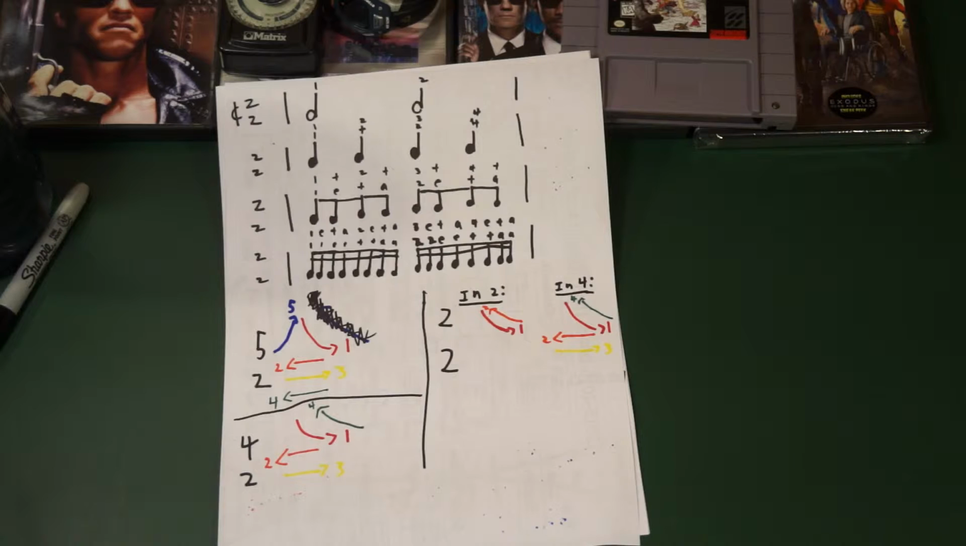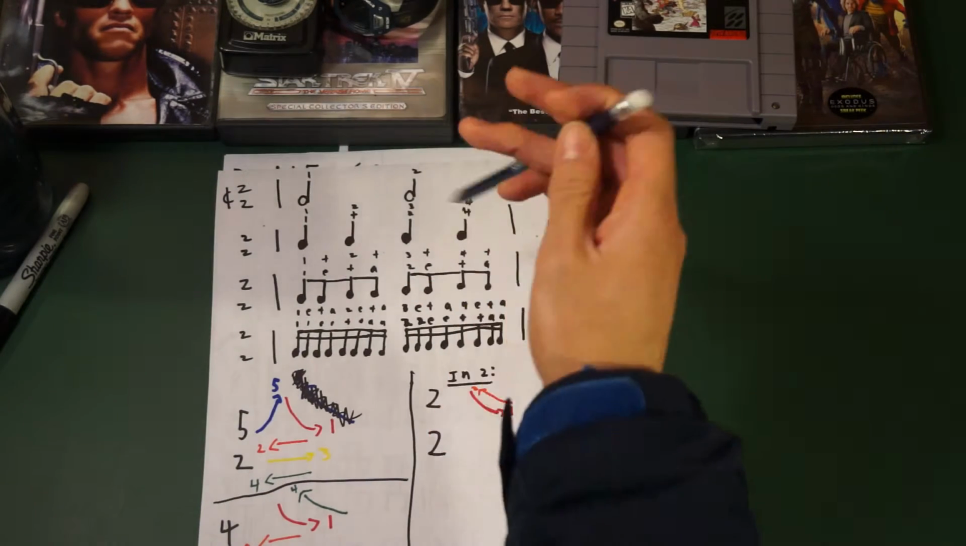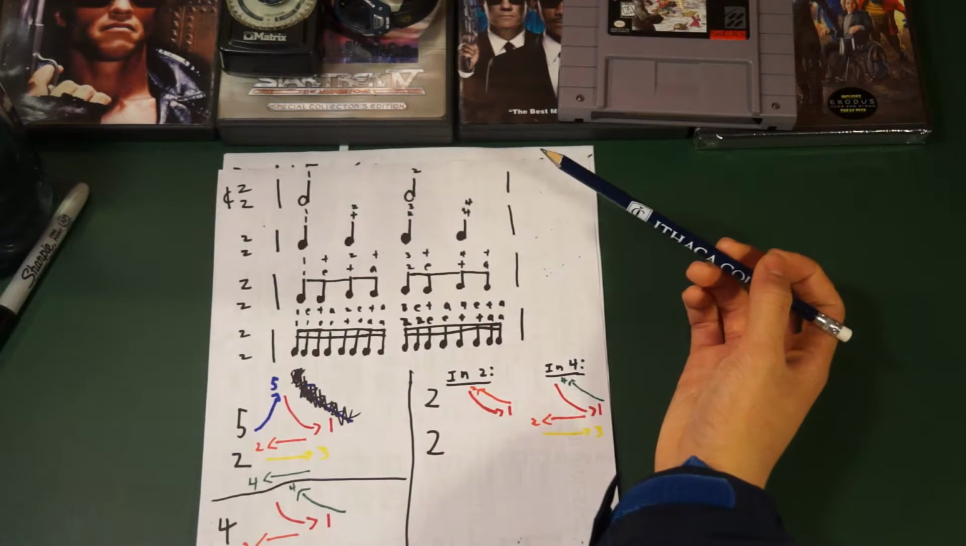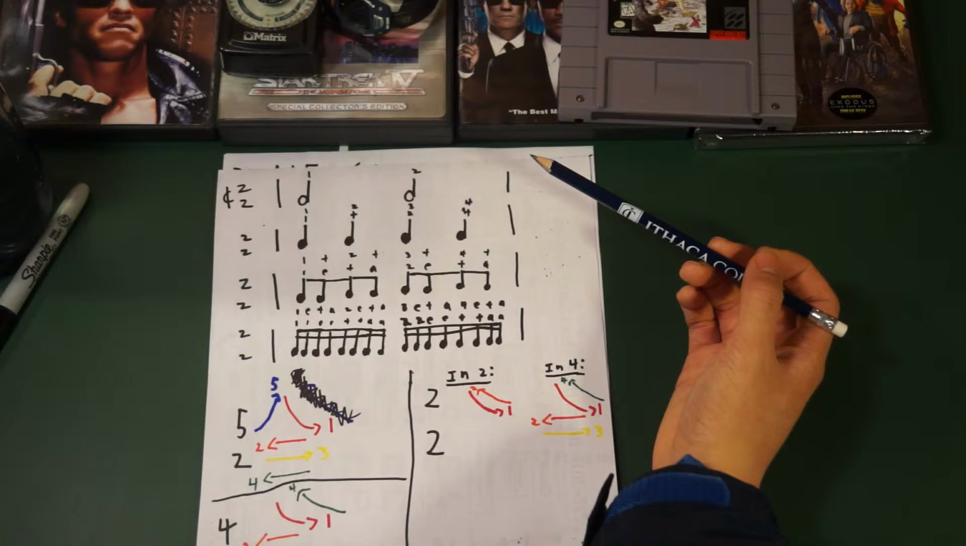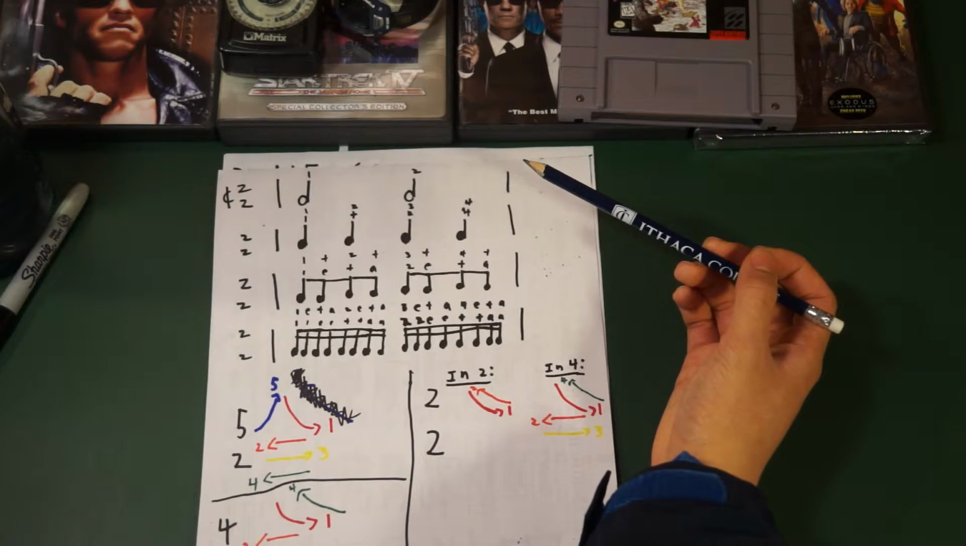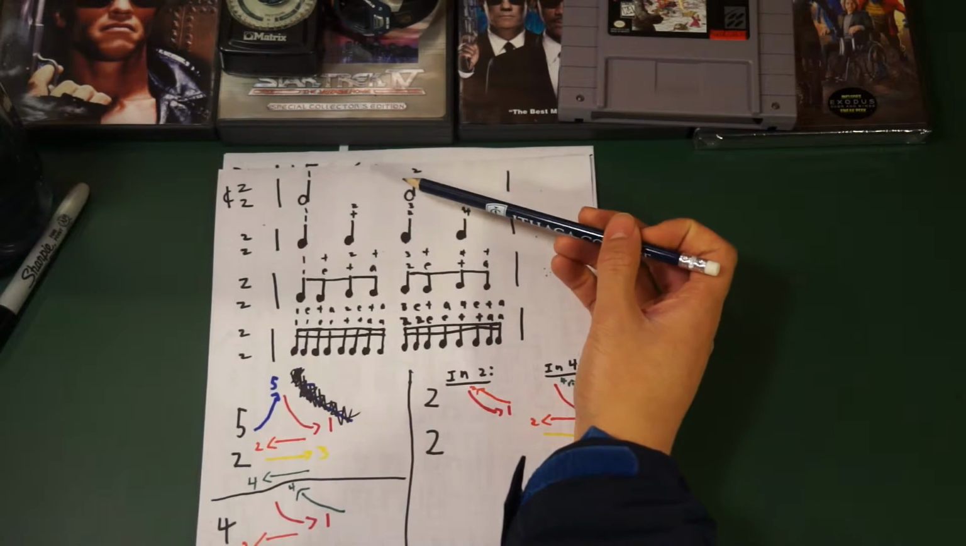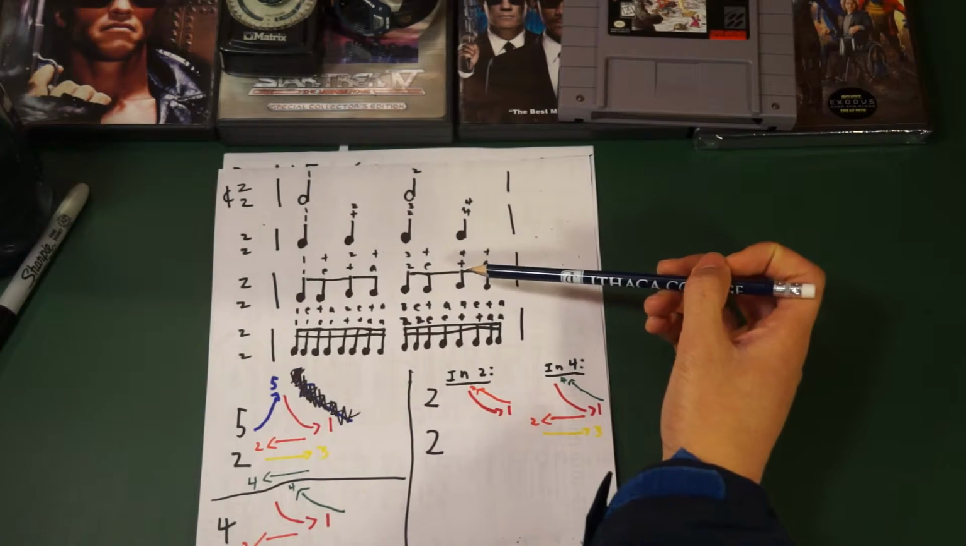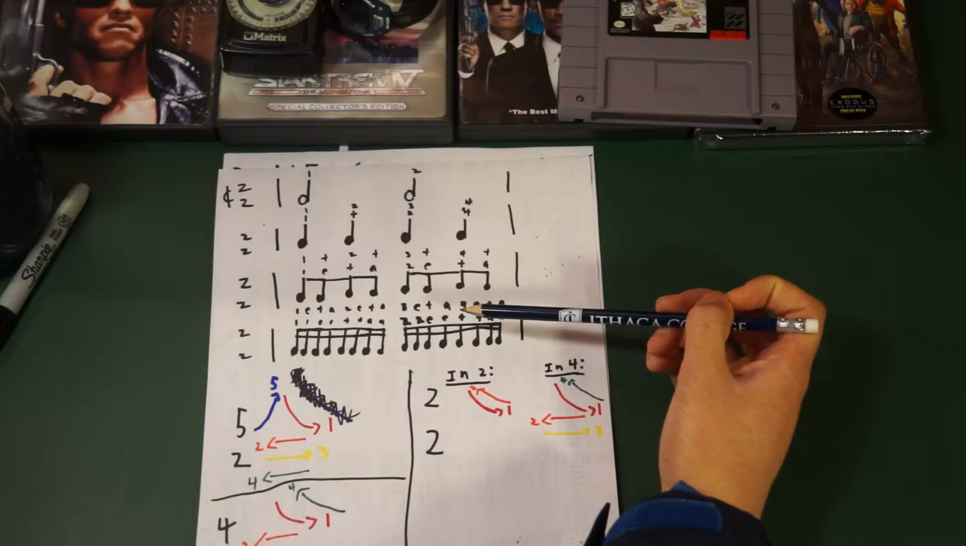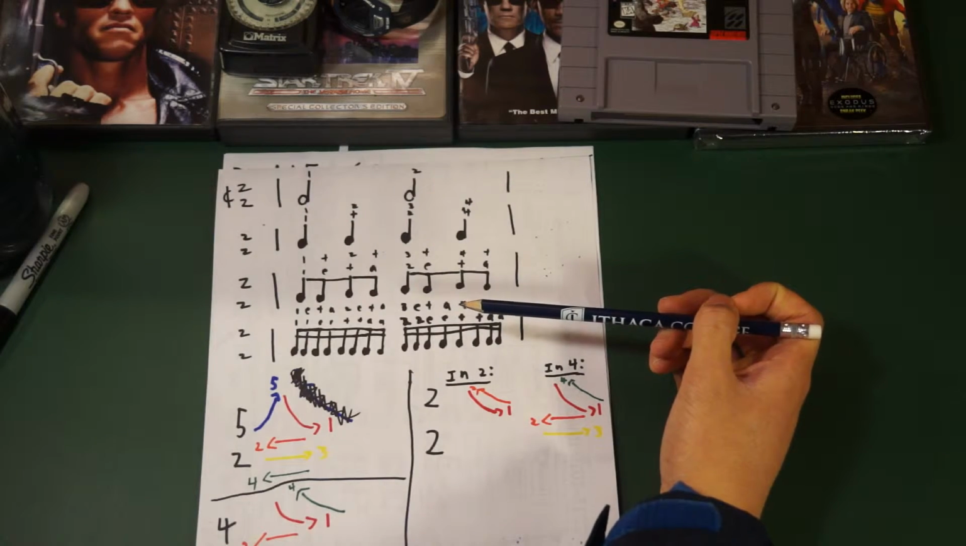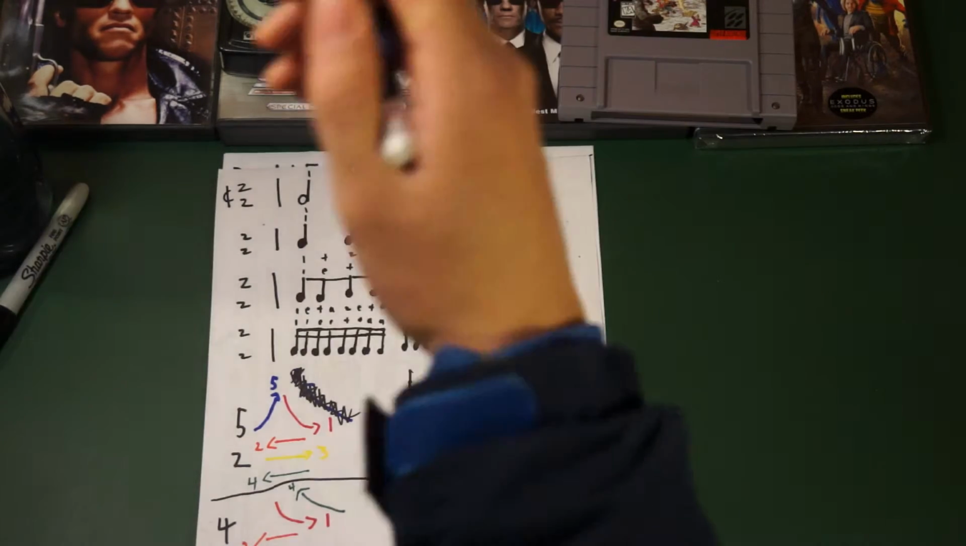Here we have 2/2. There are 2 beats per measure, and each beat is worth 1 half note. Just like in 4/4, you can have 2 half notes, 4 quarter notes, 8 eighth notes, or 16 16th notes per measure. Now let's go back to the beginning of Dreamland.